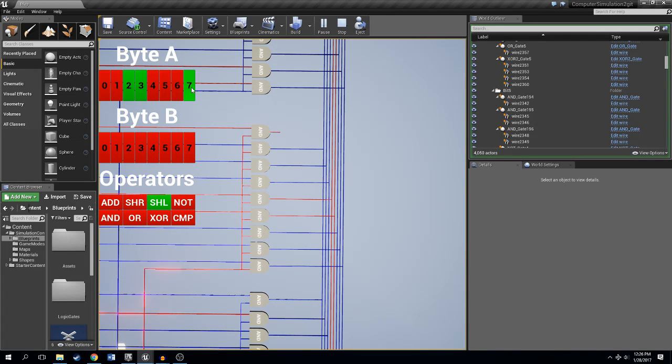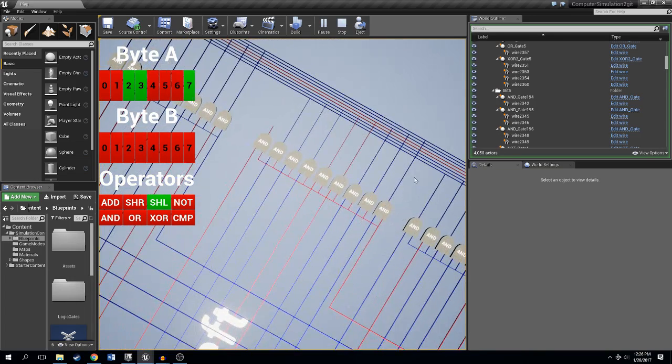Because if we shift bit 7 up to bit 8, well, there is no bit 8. We're bit 0 through 7, but we have what's called an overflow, and we can send that out to a flag to let our control unit know that an overflow occurred.